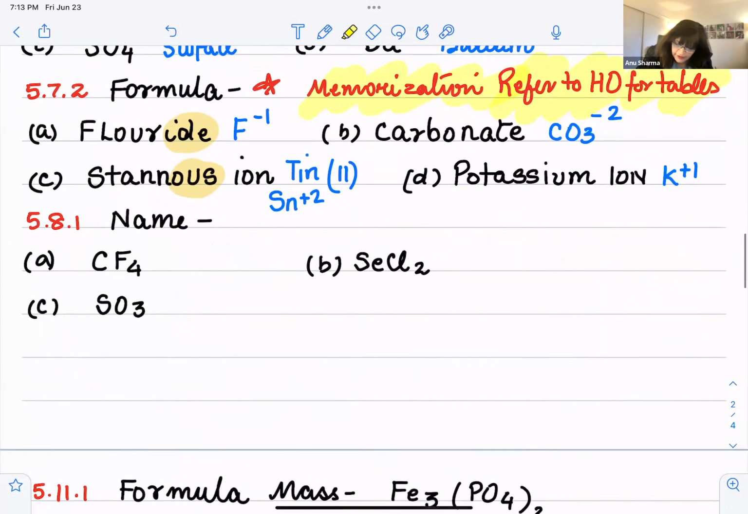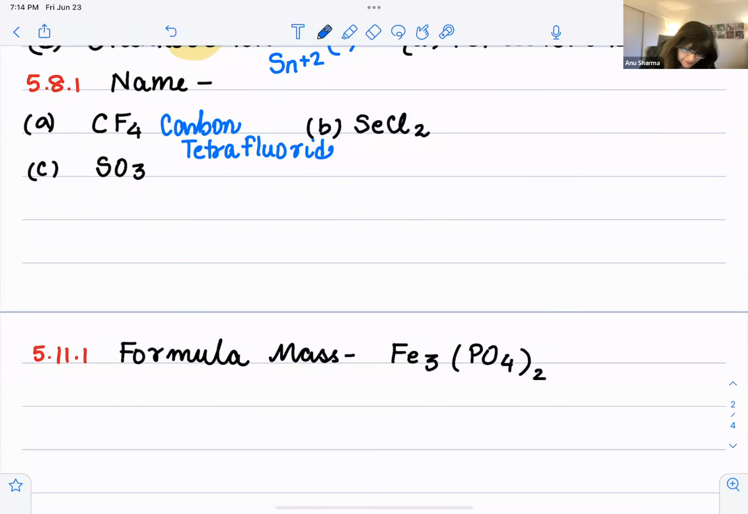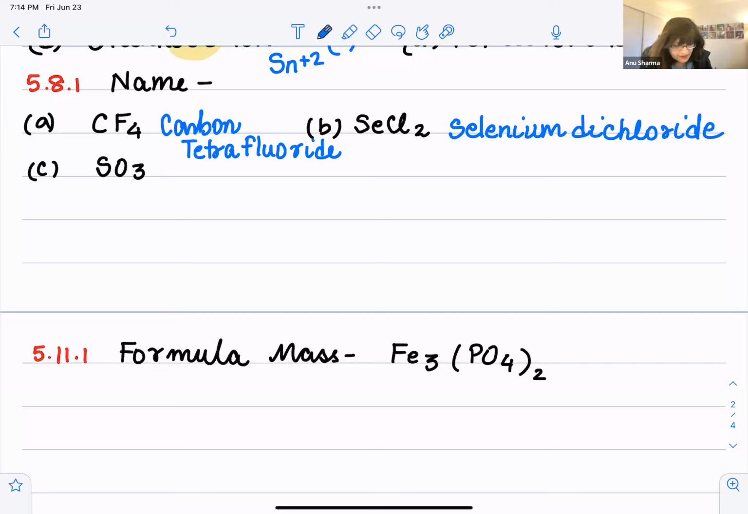Now we are looking at the naming of the non-metals. What is the naming of this one? Carbon. For the non-metals, when they are bonded, we use di, tri, tetra. So 4 is tetra, and fluoride: carbon tetrafluoride. Next is selenium dichloride. So for non-metals, we use di, tri, tetra.